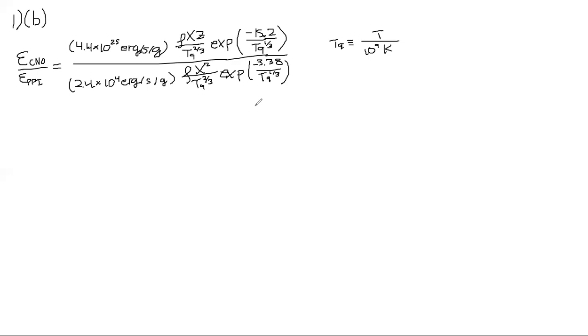Okay, so what we're doing here is dividing the CNO energy production rate per unit mass by that of the PP chain. So let's go ahead and cancel out terms that appear on both the top and the bottom. So the rhos will cancel out, one factor of X will cancel out on the top and the bottom, and the units in the constants will also cancel out.